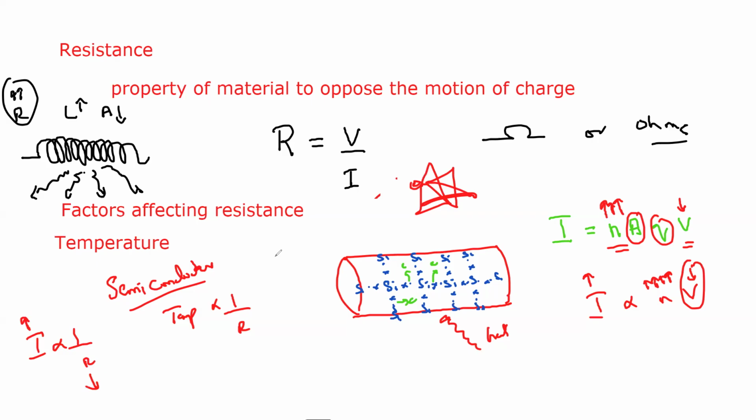So in semiconductors, when we increase the temperature, it increases the number of charge carriers as well as decreases the drift speed. Two things happen: one is increasing, another one is decreasing. But the increase in the number of charge carriers is much higher than the decrease in the drift speed.